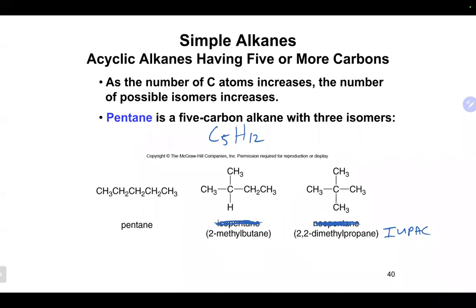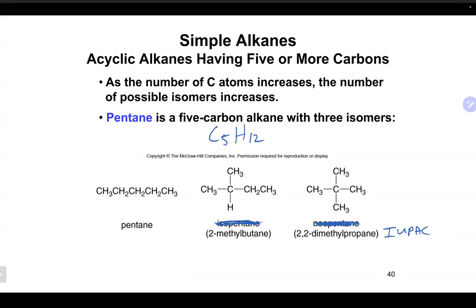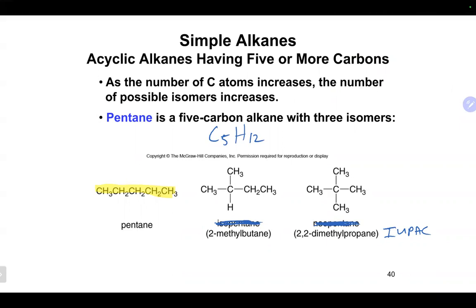So let's see how we get to these names. First one's pretty straightforward. We're just going to count our longest continuous carbon chain. So again, our longest carbon chain right there is going to be 5 in a row. There's absolutely nothing else attached there. And again, that would mean that it is pentane in this case.